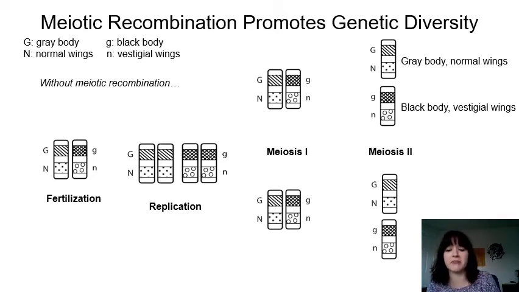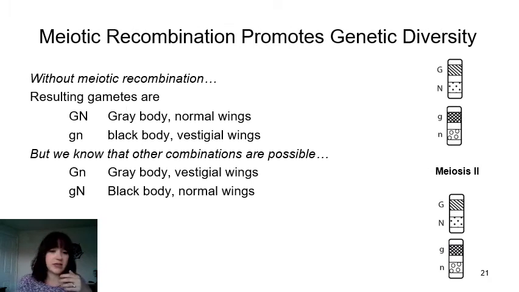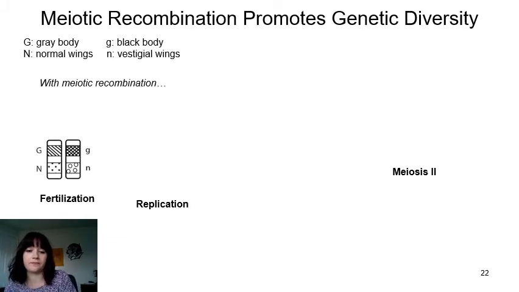And you may say, wait a minute, we know that there are other options, right? What about gray body and vestigial wings, or black body and normal wings, right? We know these combinations can happen, but these genes are stuck on the same chromosome. How can we mix it up, right? That is when recombination is important. So now let's look at this again with recombination.